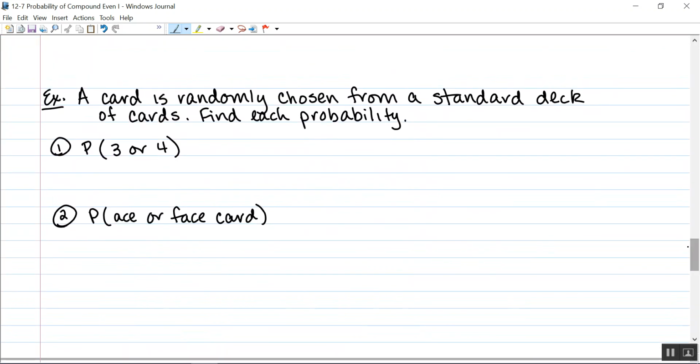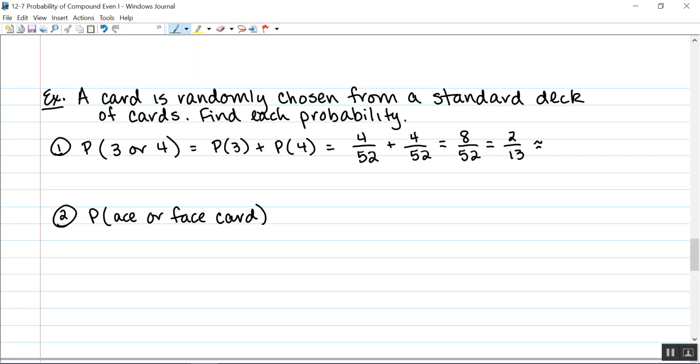Here's another example. A card is randomly chosen from a standard deck of cards. Find each probability. So what's the probability of drawing a 3 or a 4? So that's going to be the probability of drawing a 3 plus the probability of drawing a 4, because those are 2 exclusive events. They cannot occur at the same time. Probability of drawing a 3 is 4 out of 52, because there are four 3s out of a total of 52 cards in the deck, plus same thing for 4, there are four 4s in the deck out of a total of 52. That's equal to 8 over 52, or 2 over 13, or approximately 15%.